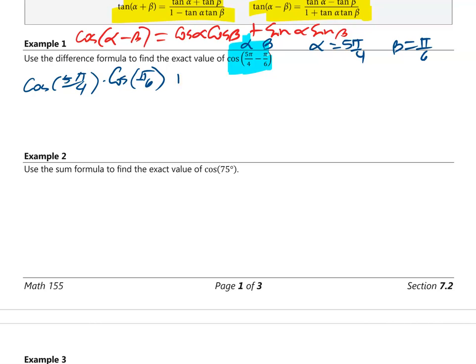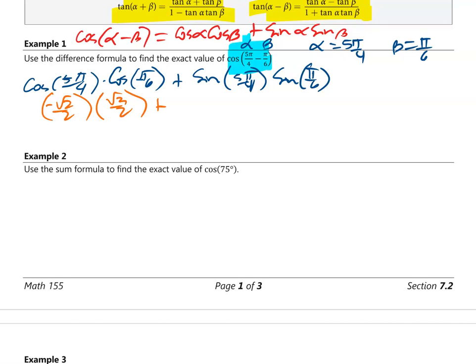plus sine of 5 pi over 4 and sine of pi over 6. Cosine of 5 pi over 4 is negative square root of 2 over 2. Cosine of pi over 6 is square root of 3 over 2, plus sine of 5 pi over 4 is negative square root of 2 over 2, and sine of pi over 6 is 1/2.